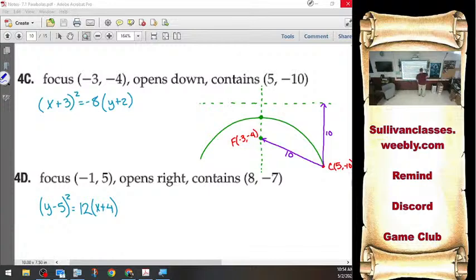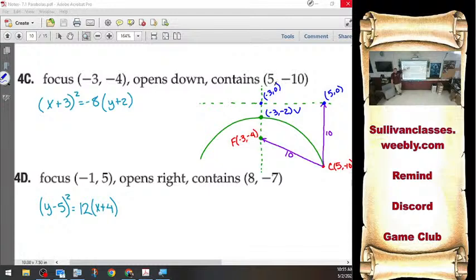So 10 north of this, 5, 0, makes this point negative 3, 0. Makes the point halfway in between them negative 3, negative 2. Okay, before going on to the second one, sounds like we're having some problems here.